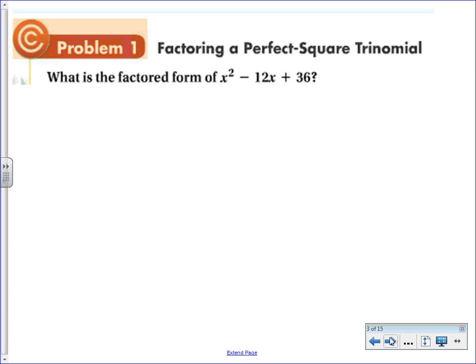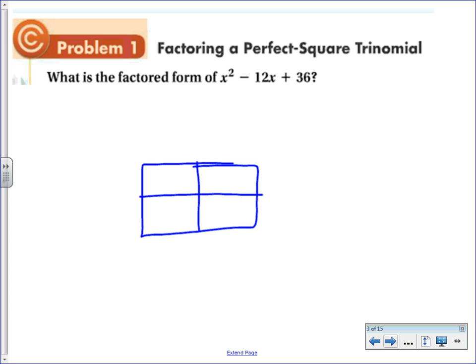All right, so when you look at this one, it looks a lot like the other ones and it can be done a lot like the other ones. We'll make a table. X squared goes in the same spot. 36 goes in the same spot. My AC number, when I take 1 times 36, I get 36. Factors of 36 are 1 and 36, negative 1, negative 36.